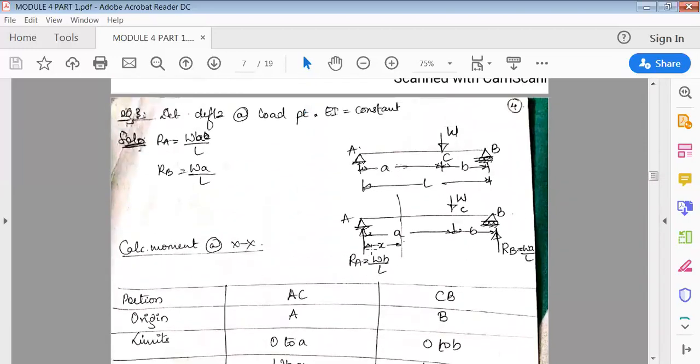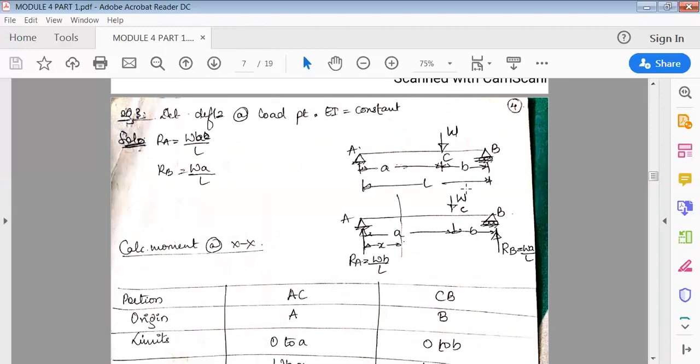In the third type of problem here, you can see, determine the deflections. They have only asked you to find deflection at the load point. Again, it is a simple beam, simply supported beam, but this time the load is eccentric. So load is acting at a distance A from end A and B from end B. Again things will be same.